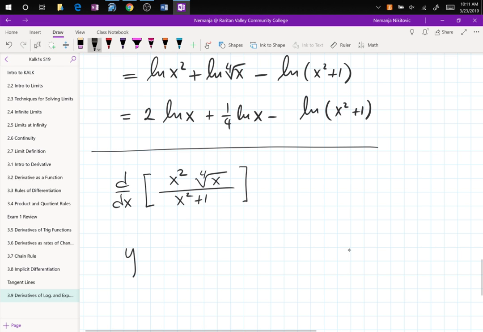So we say y equals, leave some space, x squared 4th root of x over x squared plus 1, and then we ln both sides.